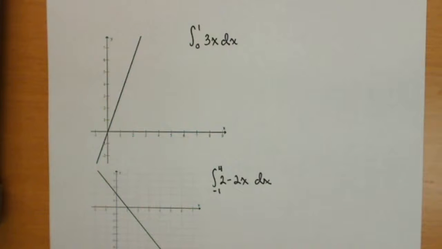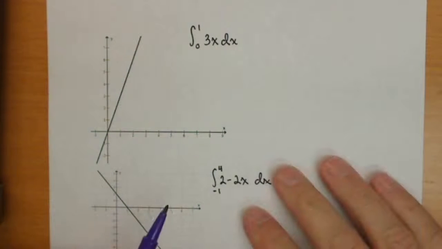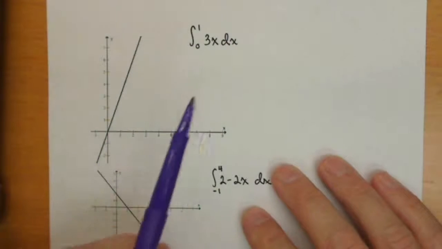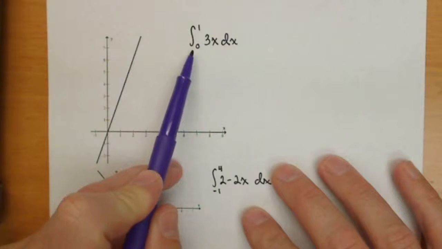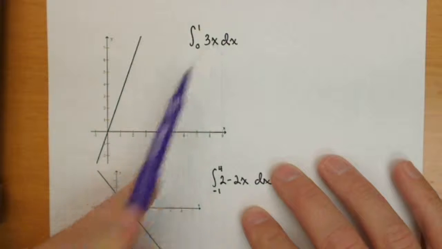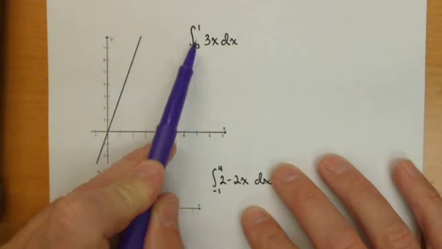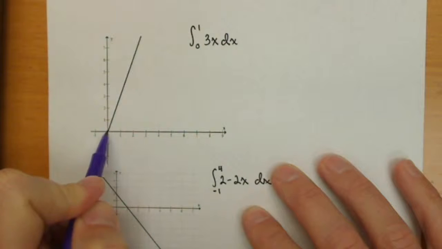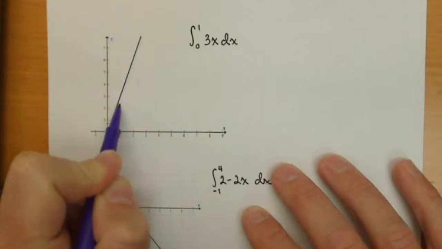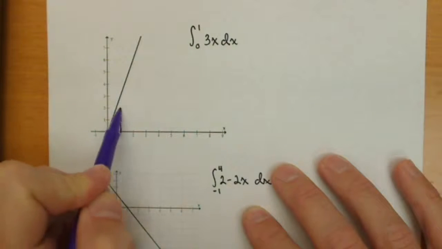So in activity 4.7, what we're going to do is calculate definite integrals by just finding area under the curve. So first off, if we're looking at 3x, first thing we want to do is make the graph of 3x. Now we're looking for the area between 0 and 1, so 0 and 1 underneath the curve.